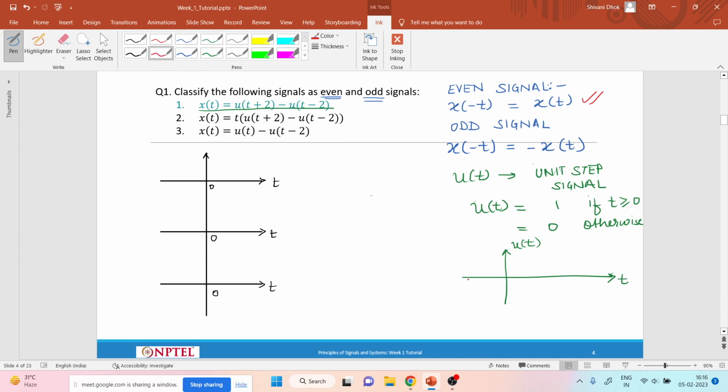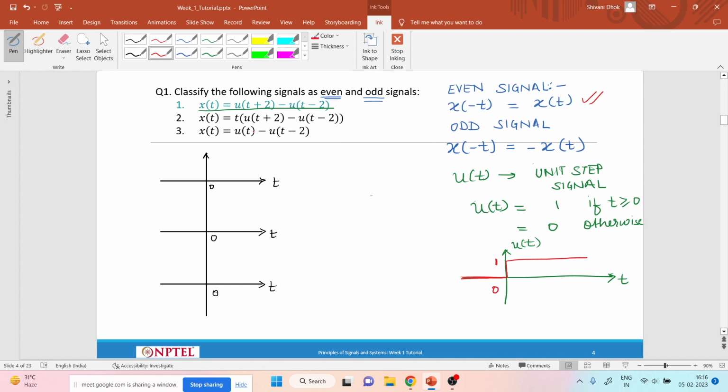Till 0 it is all 0, and from 0 it goes up and takes the value 1. So this is your u of t. But here what we are given is u of t plus 2. So how will this signal look? Basically, we are shifting this signal leftwards by 2 units.